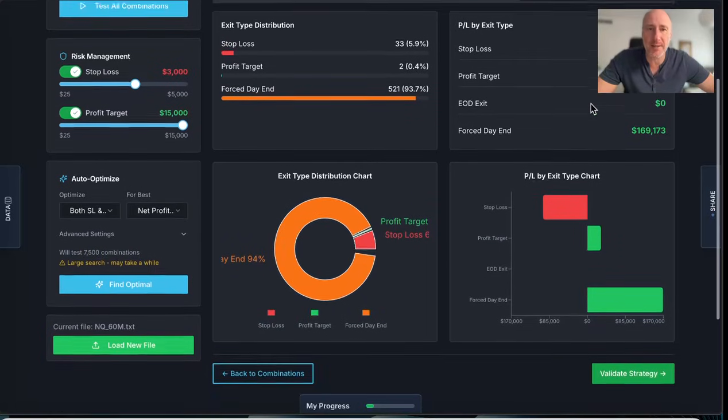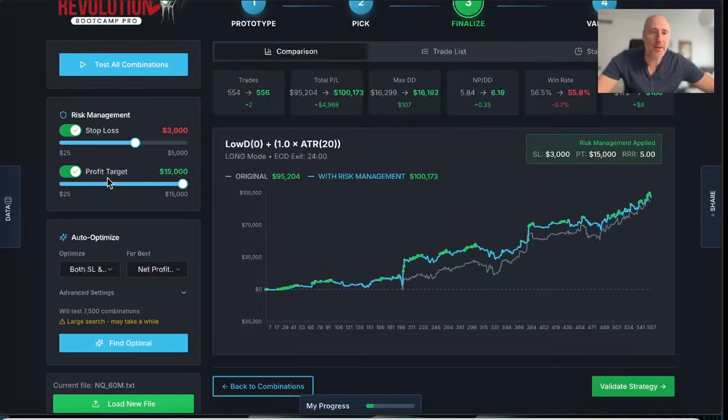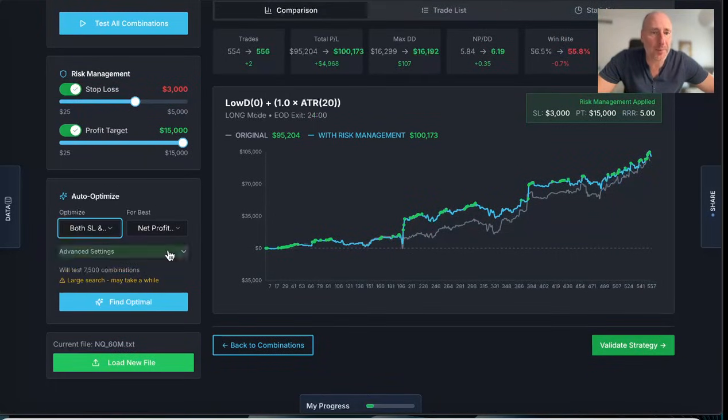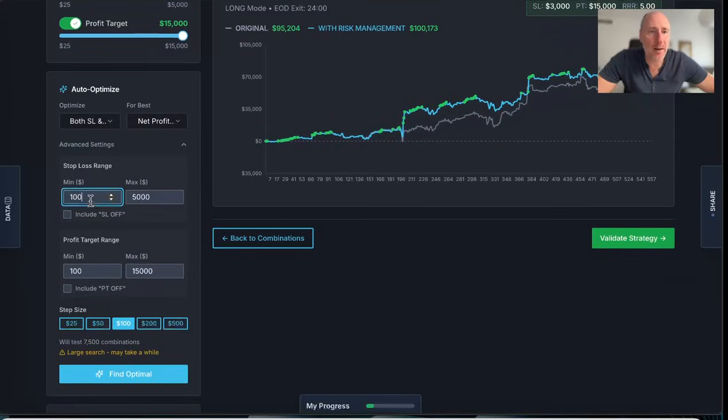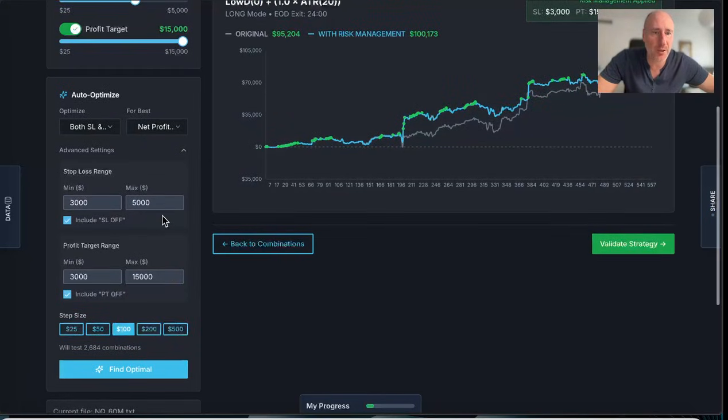We can see different statistics, how many times we triggered stop loss and profit target. We can see profit target very few times. Understandably, it's a huge profit target. Still, we can try a quick small optimization here. Let's actually try some meaningful numbers like 3,000. Anything less doesn't work really reliably on Nasdaq. So we can do some optimization. We can use stop loss and profit target as a switch voluntarily.